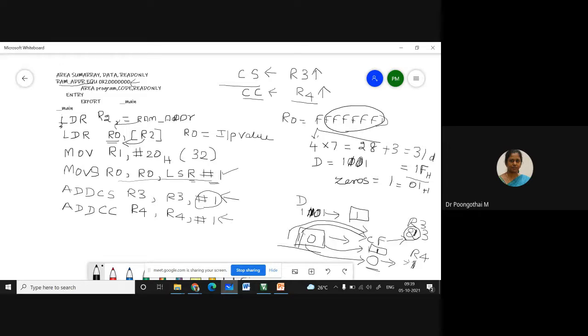So we are just tracing the number of ones and zeros in a 32-bit number. Is that clear, ma'am? Yes, ma'am.